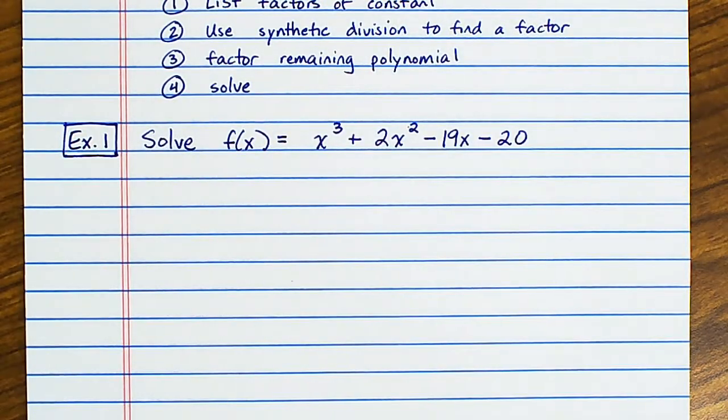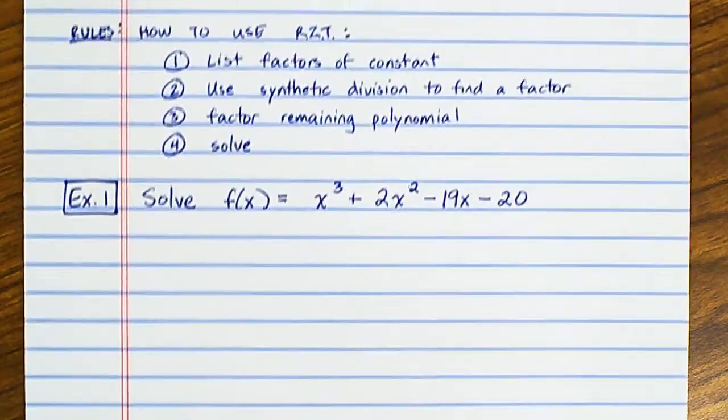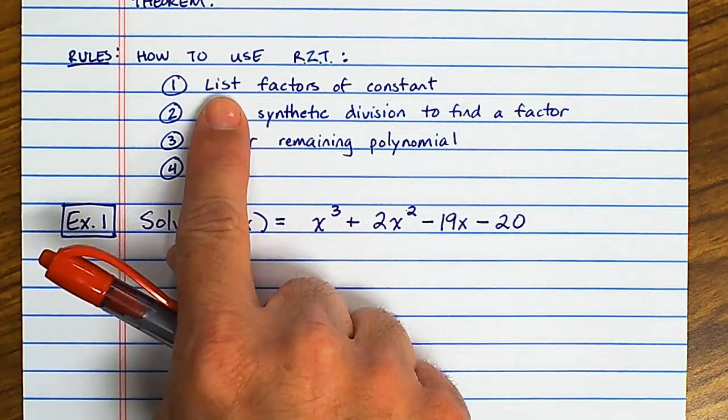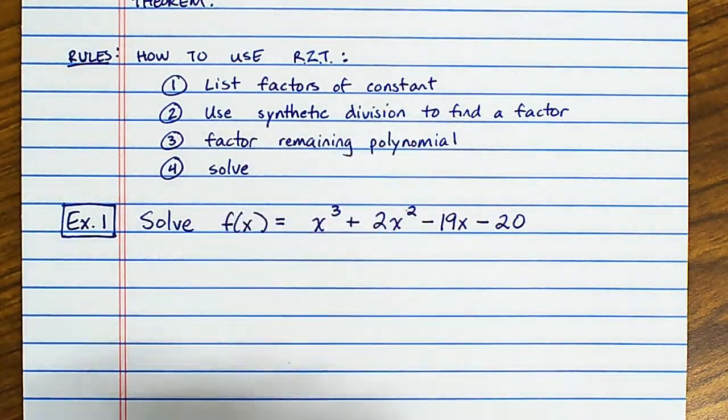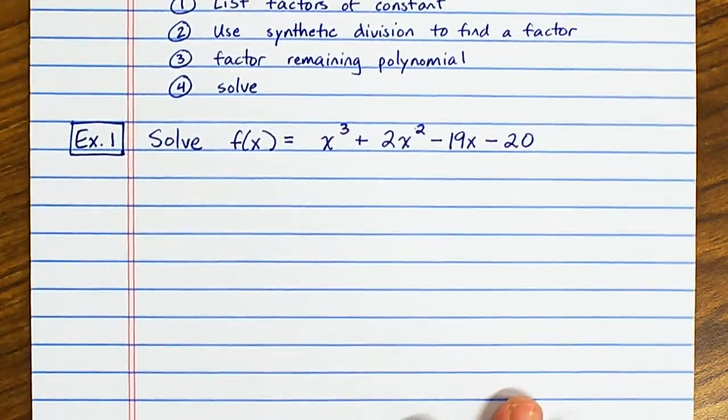If you had a trinomial where making the x did not work, you could use the rational zero theorem. If you have a grouping problem where it doesn't work, you can use the rational zero theorem. So that's what we're going to do today. So the first thing it says to do when using the rational zero theorem is to list the factors of the constant. So I'm just going to do that down here.